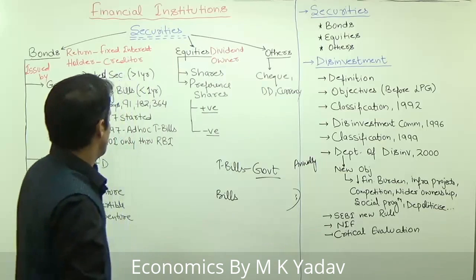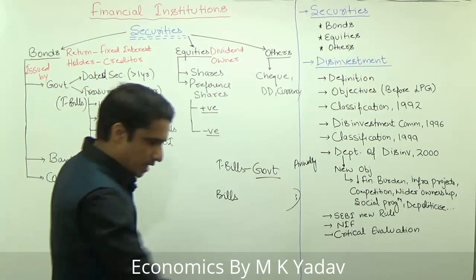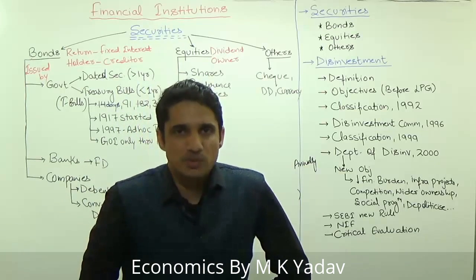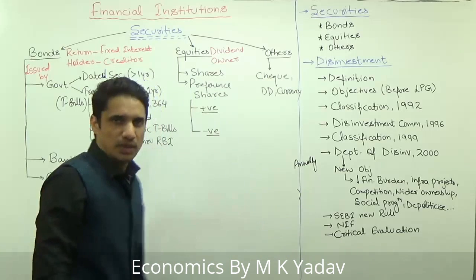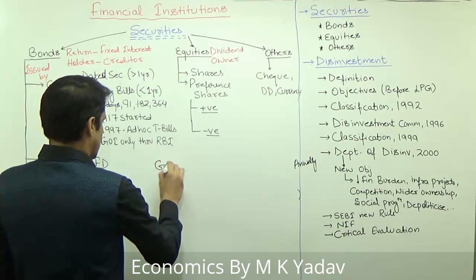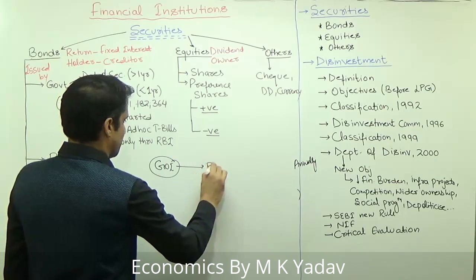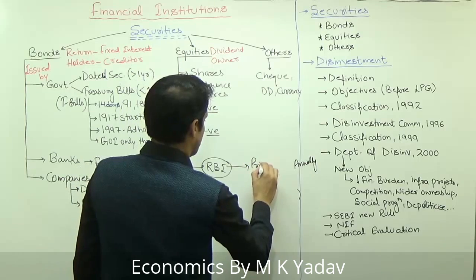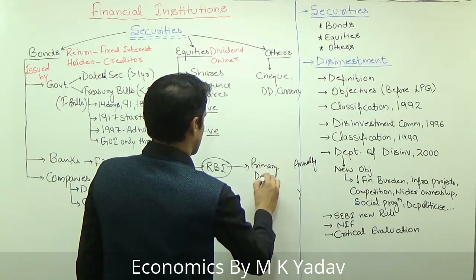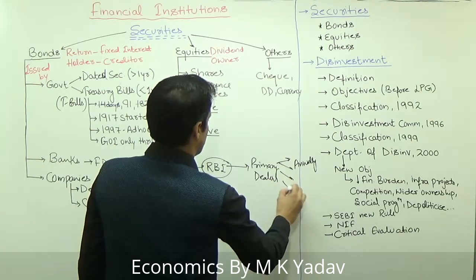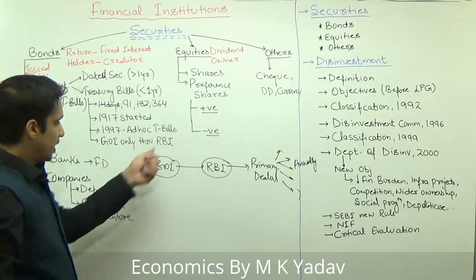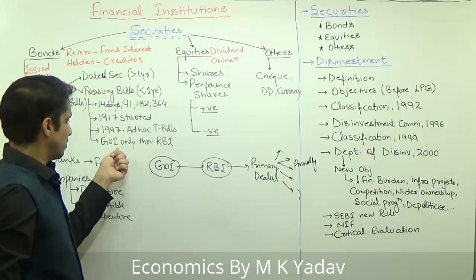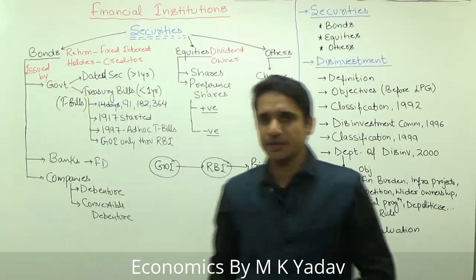T-bills can be issued only by the government of India. T-bills cannot be issued by the state governments. Only the union government can issue T-bills. The government of India will issue T-bills to RBI. RBI, on behalf of the government, will sell to the primary dealers, and these primary dealers will sell in the market. So on behalf of the government of India, RBI sells T-bills in the market, and T-bills can be issued only by the government of India. They cannot be issued by the state government.